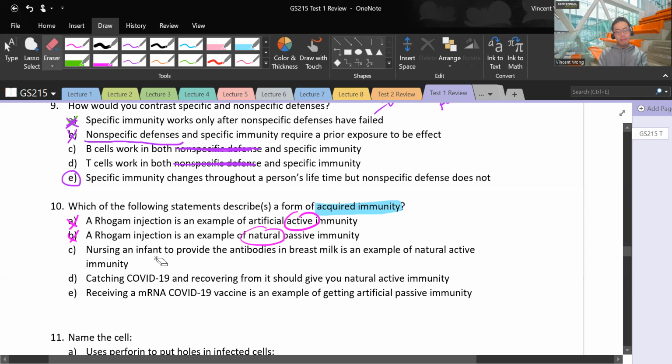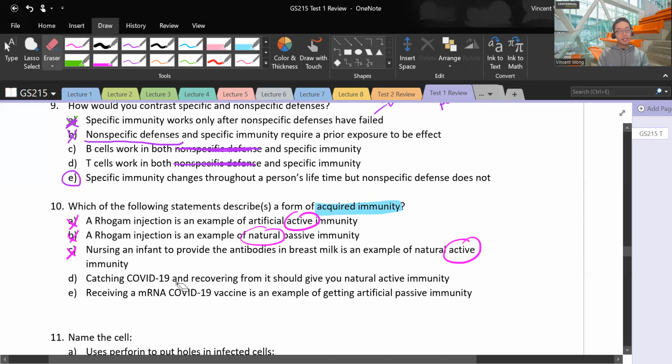Nursing an infant to provide the antibodies in breast milk is an example of natural active immunity. So that is passive, not active, because the baby did not produce the antibodies itself, right? The mother is simply transferring the antibodies into the baby. So that's the mistake right there.